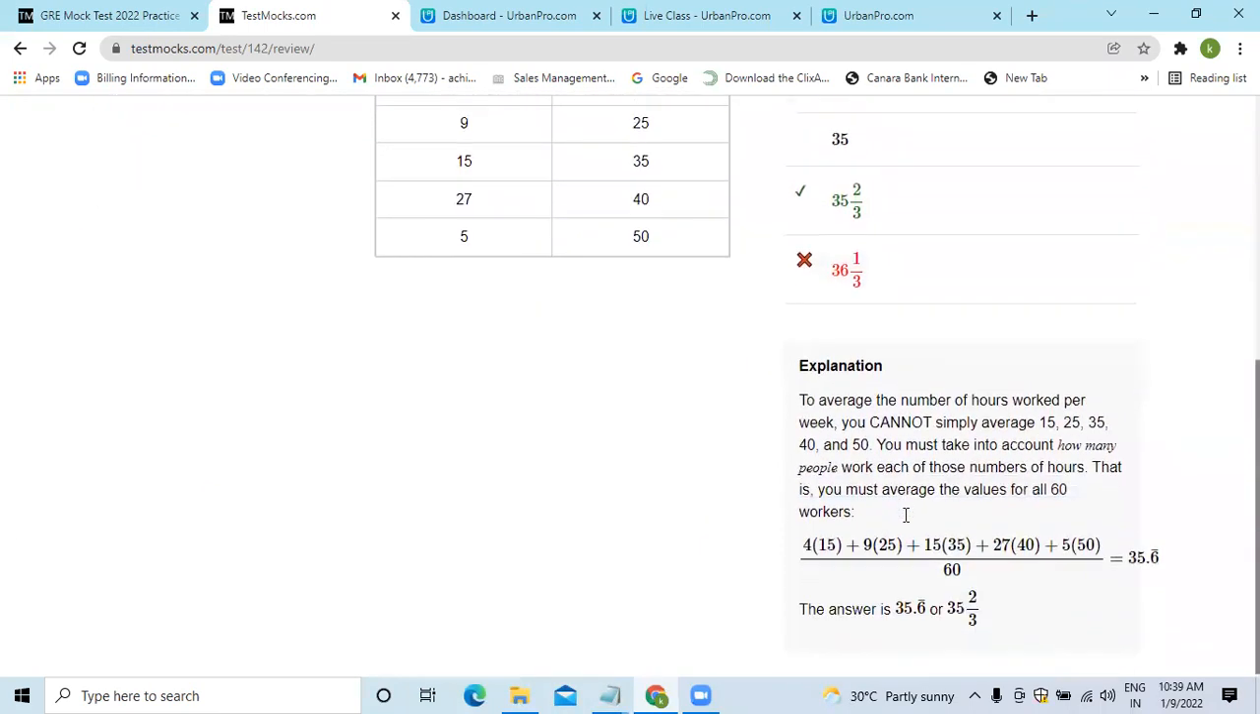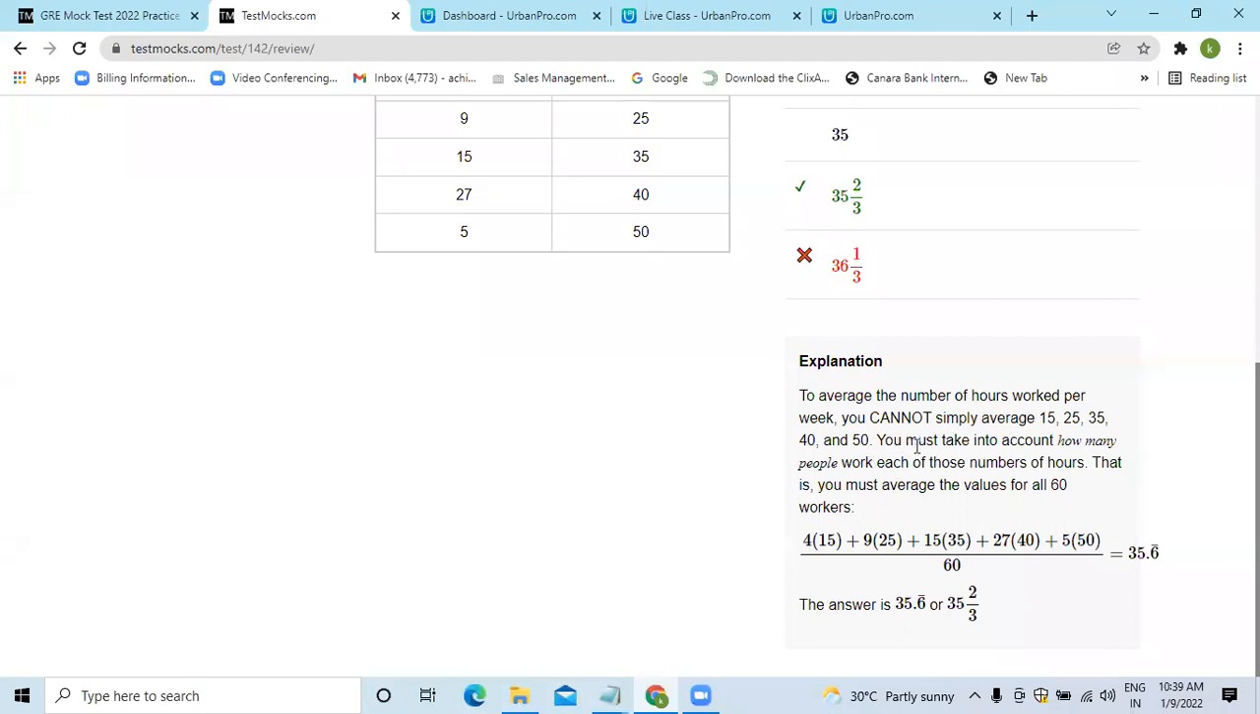So here the explanation is you cannot simply average this, and you must take into account how many people work each of those number of hours. That is, you must average the values for 60 workers, right? Yes.